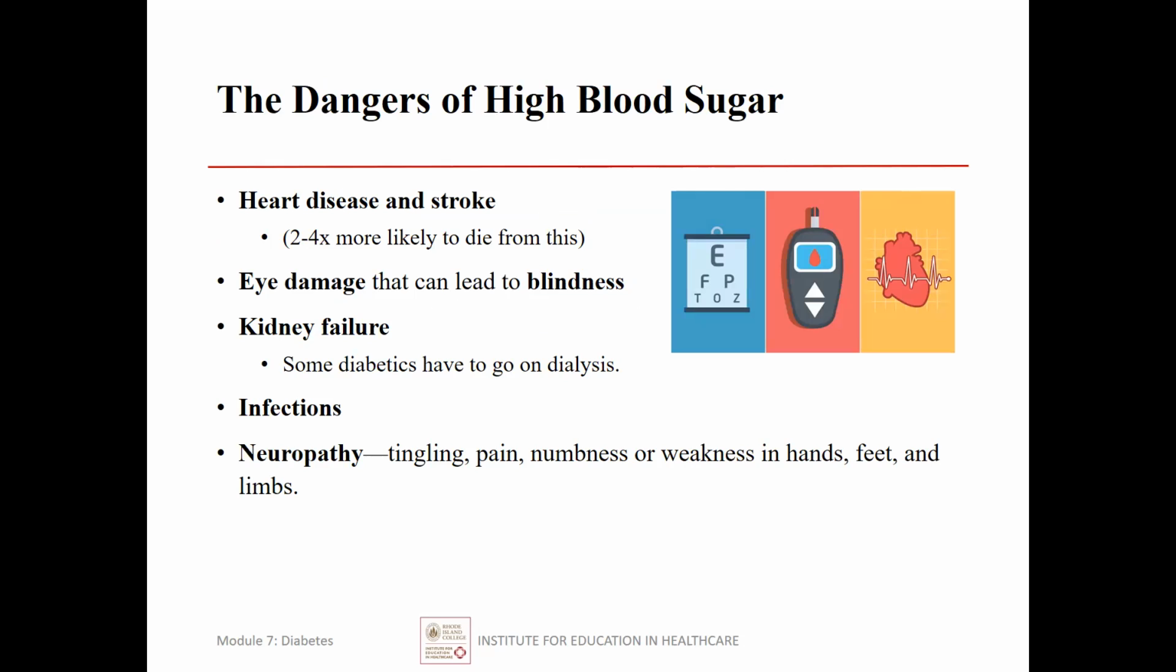Dangers of high blood sugar. Most of these dangers are when somebody is walking around with high blood sugar for quite a while. They're not sort of acute risks. So heart disease and stroke: diabetics have 2 to 4 times higher risk of dying from heart disease or stroke than people who are not diabetic. Eye damage, that can lead to blindness. Kidney failure, and some diabetics end up having to go on dialysis. Infections, sometimes very serious infections, and neuropathy, which is tingling, pain, numbness, or weakness in the hands, feet, and limbs.